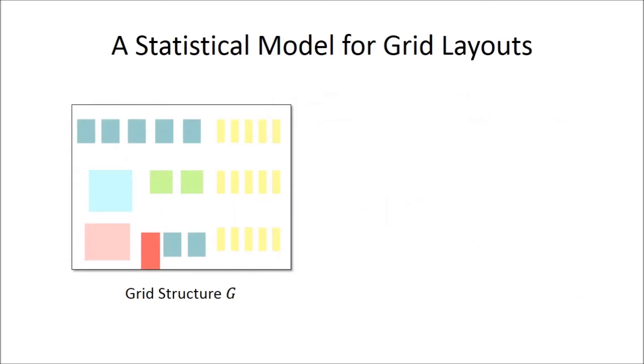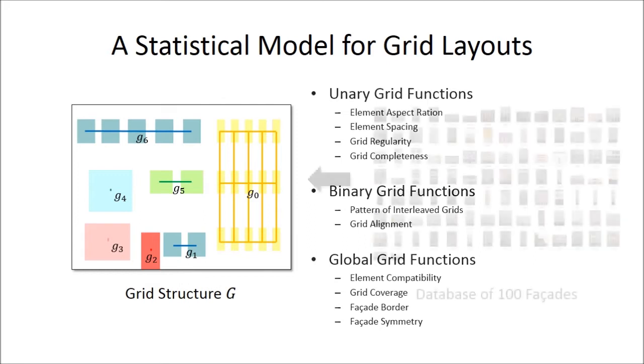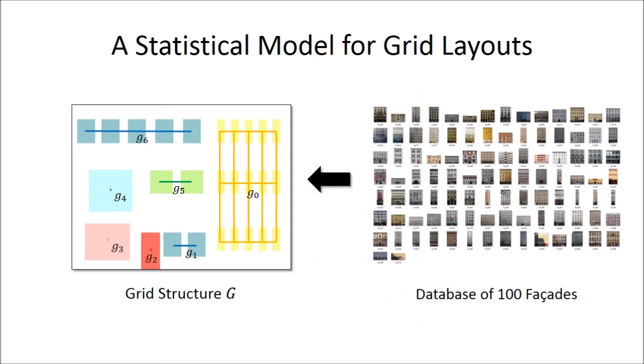For our statistical model, we define a set of attributes that determine grid structures that we consider as good grid structures. We learn the distributions over the attributes from a dataset of example facades. Then we use them to score the quality of input grid structures.